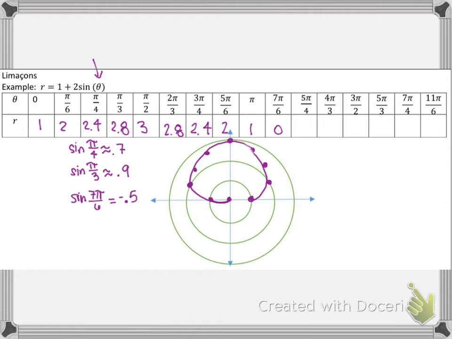Okay, 5 pi over 4. Sine of 5 pi over 4 is now approximately negative 0.7. Double it. That gives you negative 1.4. Plus 1 is negative 0.4. So we're going to go in the direction of 5 pi over 4, which would be in this direction. But then I'm going to go a distance of 0.4, but then reflect it 180 degrees. So that puts us over here.